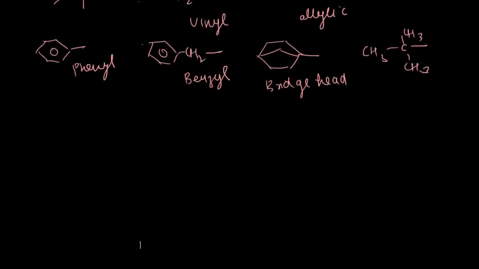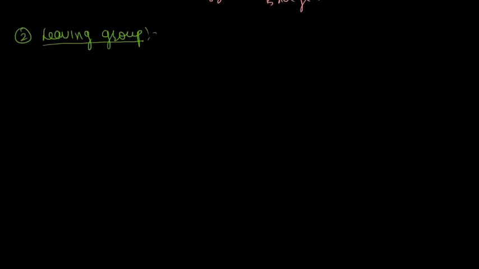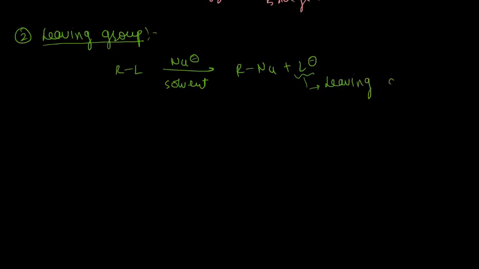Now this was the substrate. Now how does a leaving group look? How could a leaving group look? A leaving group has a tendency like RL, which reacts with a nucleophile in solvent and forms RNu plus L minus. So this is known as a leaving group.